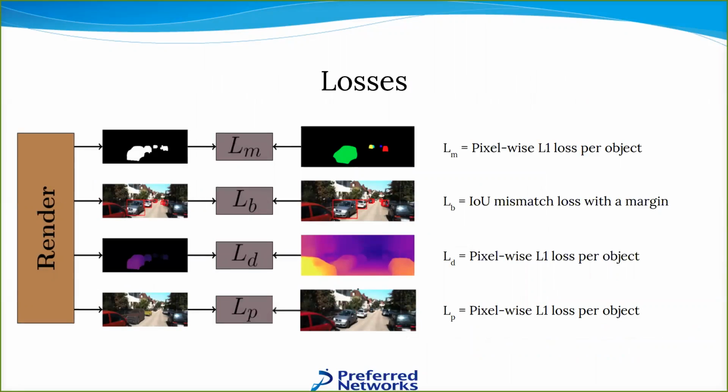In our approach, we employ 4 different losses. The first one is the pixel-wise L1 loss between predicted object instance segmentation and rendered object silhouette. The second one is the IOU loss between the predicted and rendered object's bounding box. The third one is the pixel-wise L1 loss between predicted and rendered object depth. The last one is the pixel-wise L1 loss between the original image and rendered image.